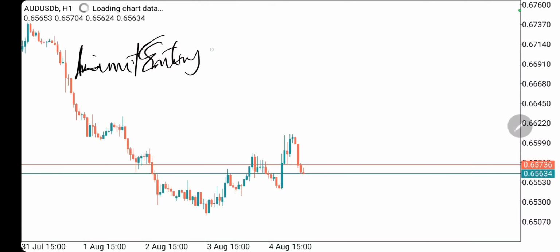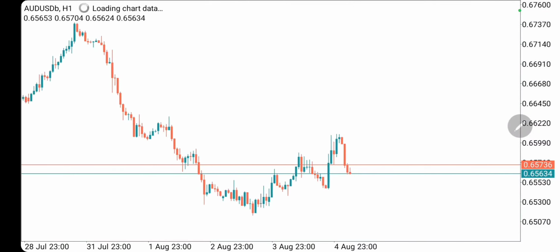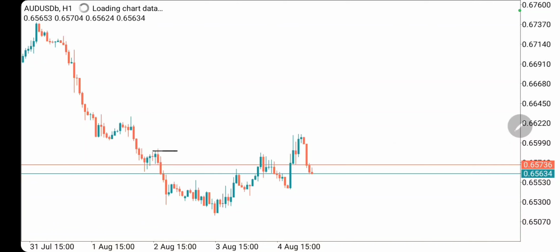The limit entry method is also called the risk entry method. Okay, so how does this play out? Now you identify a supply zone right here. So let's draw it clearly. This is a supply zone right here.